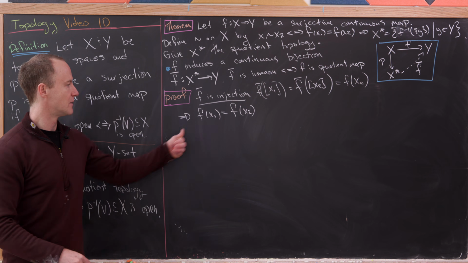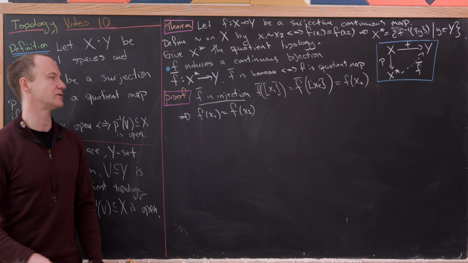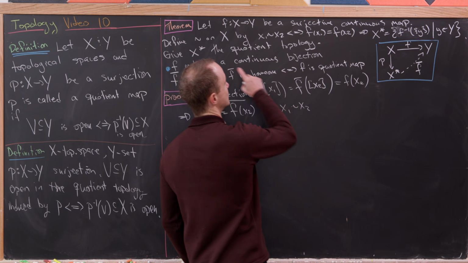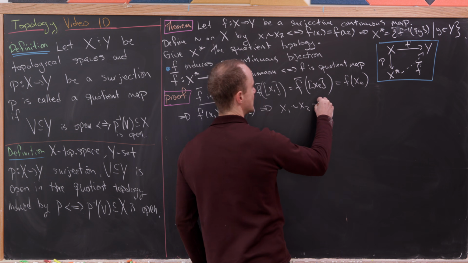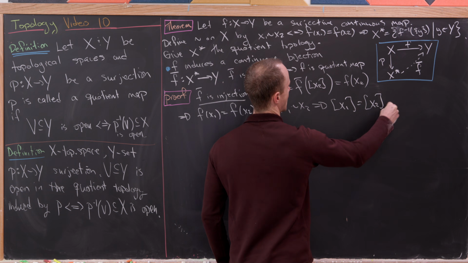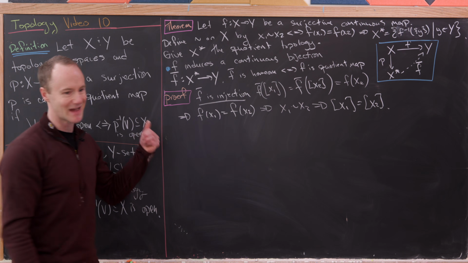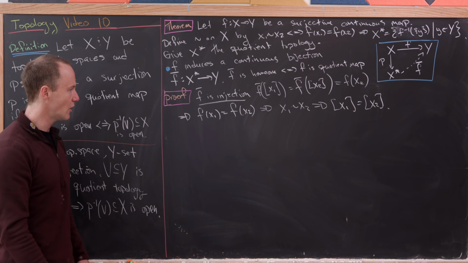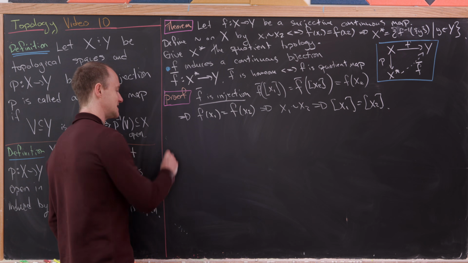Okay, good. We've got f of x1 equals f of x2, but then that's equivalent to saying that x1 is equivalent to x2 by our rule here. But then that's equivalent to saying that the two equivalence classes are the same. But that's what we needed for this thing to be an injective map. Okay, so now we need to show that it's continuous.